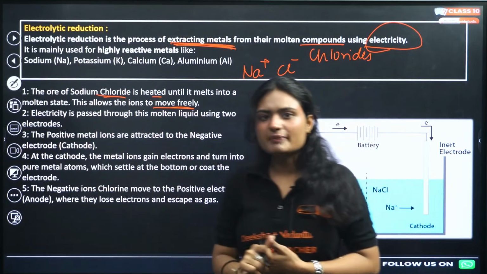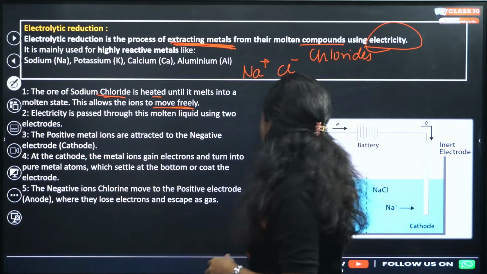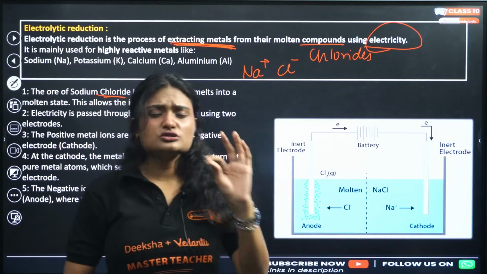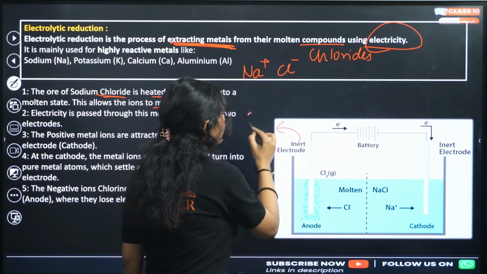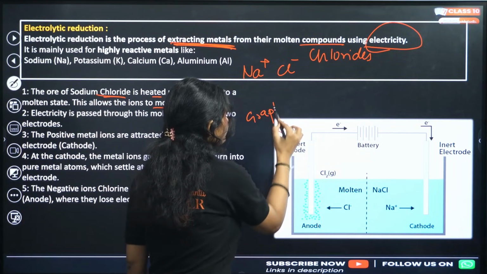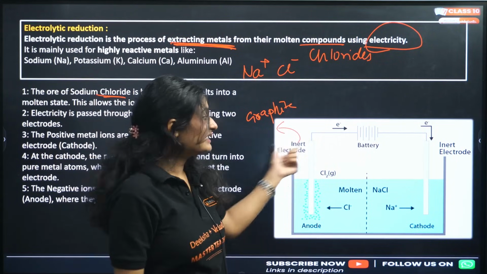When electricity is passed through this molten liquid, we have two electrodes also. What are these electrodes? These electrodes are inert electrodes. Normally we take graphite electrodes. Graphite, you know what it is? It is an allotrope of carbon. We take graphite electrodes.